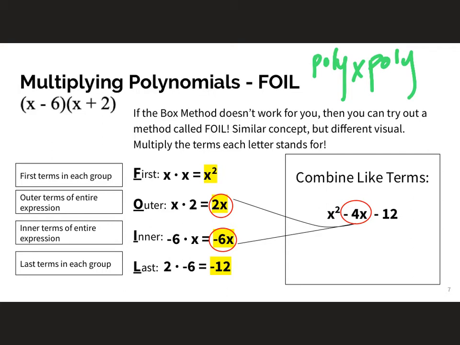So you might have learned something called FOIL, right? This is the way that I learned it when I was in school. But FOIL stands for the order of how you should be multiplying your terms. So the first thing that you're going to do is multiply the first terms in each of your groups.